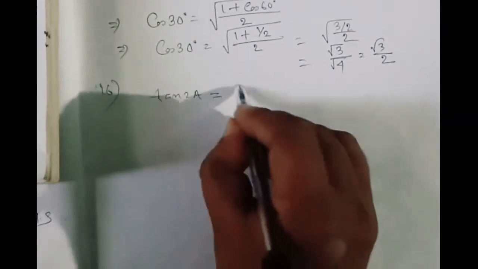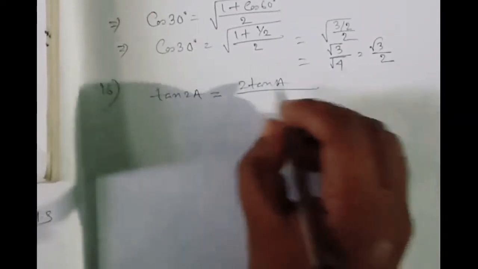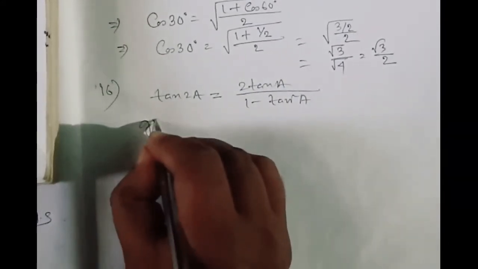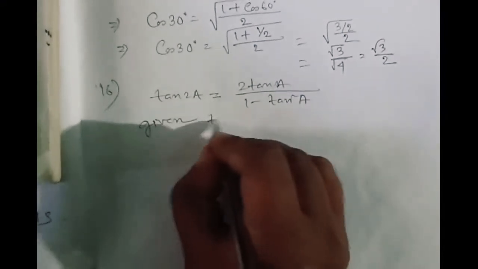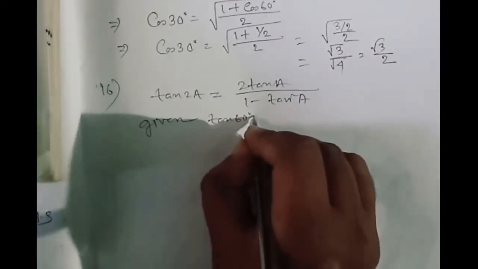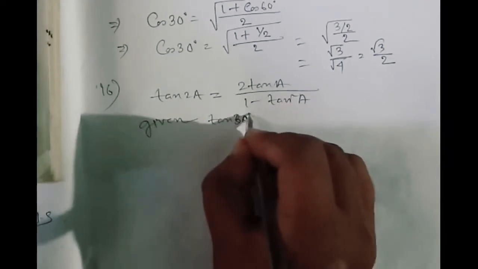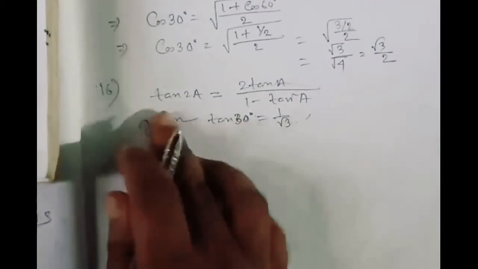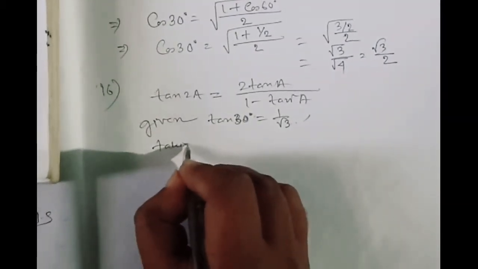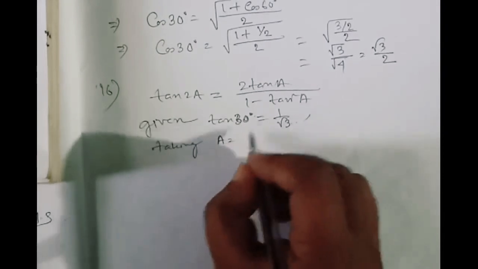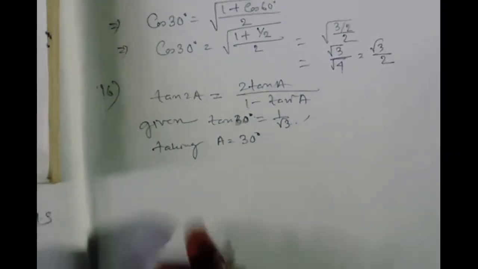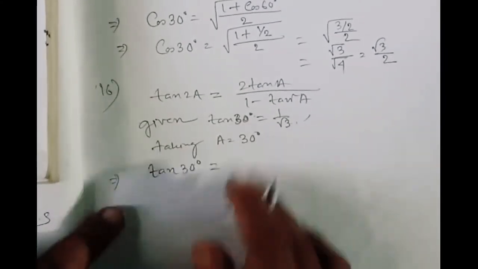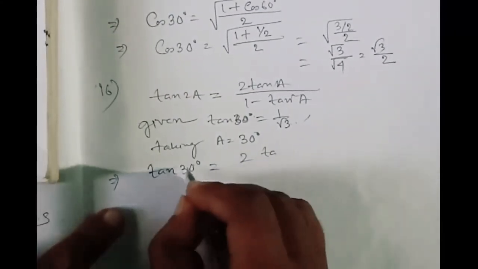Question number 16, tan 2A is equal to 2 tan A by 1 minus tan square A. Now, given tan 30 degrees, tan 30 degrees is equal to 1 by root 3, it is given. We have to find tan 60 degrees. So, taking A is equal to 30 degrees, we are getting tan 60 degrees.